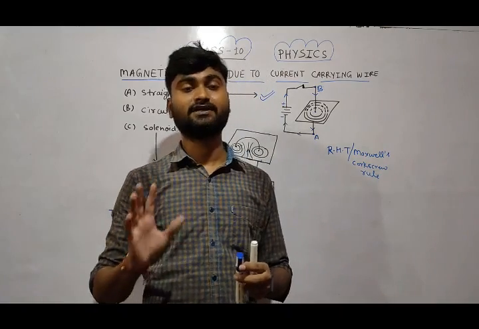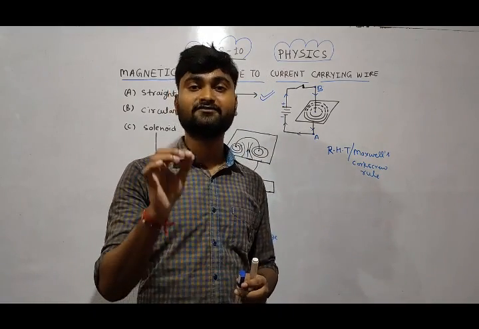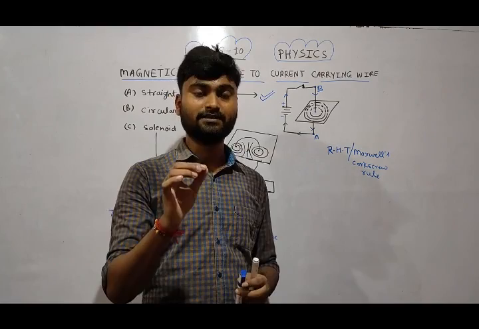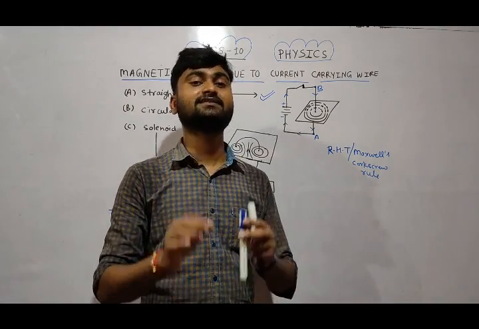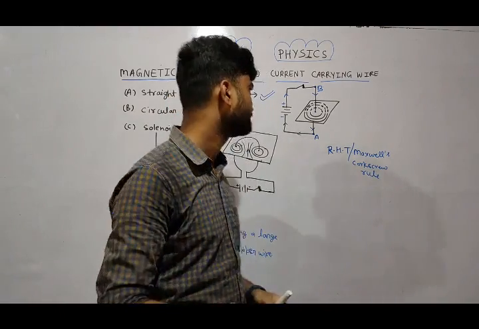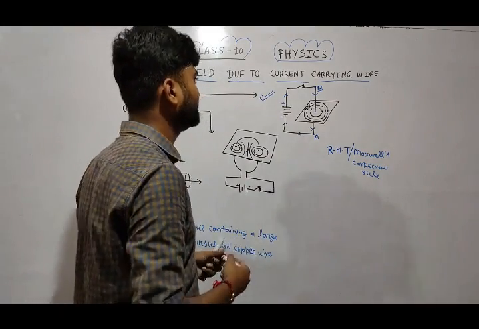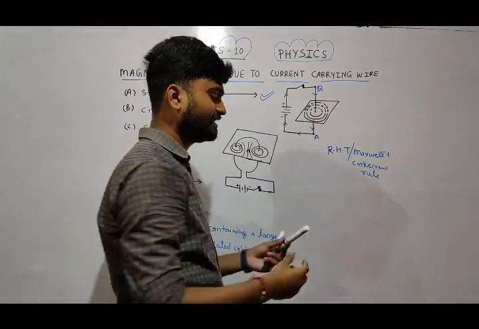It may be clockwise or anticlockwise, depending on the direction of current. So the direction of magnetic field lines is related to the direction of the current in the current carrying wire. Simple, right?